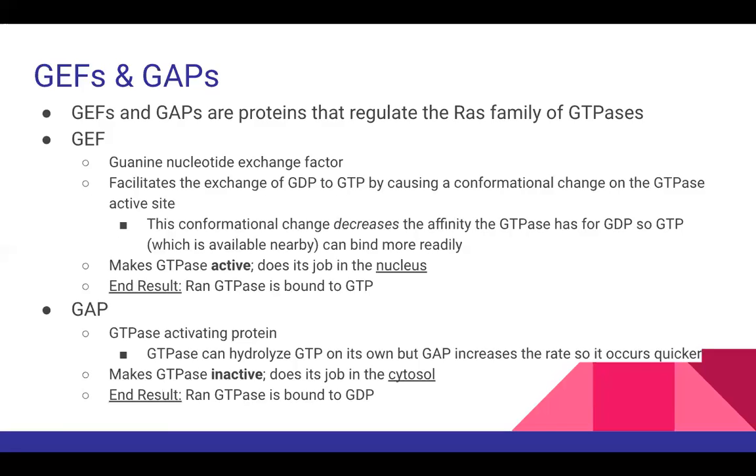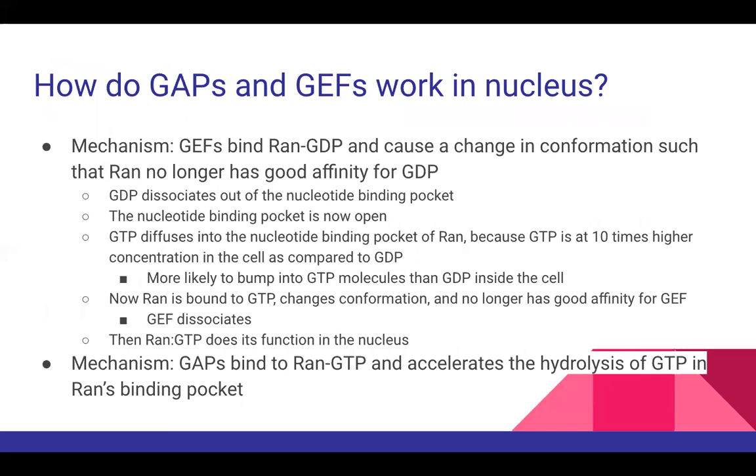Great, so next slide. We're gonna go over the slide really quickly because I just explained this, but basically GEFs bind to RAN GDP and cause a change in conformation so that RAN no longer has a good affinity for GDP. So basically all it does is just switch out the GDP for GTP.